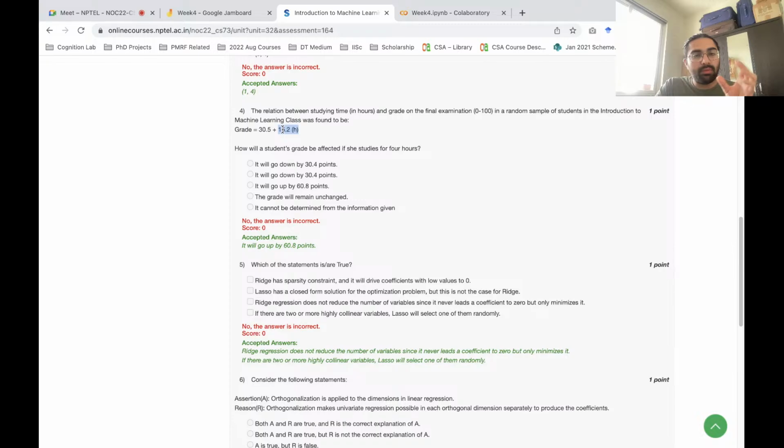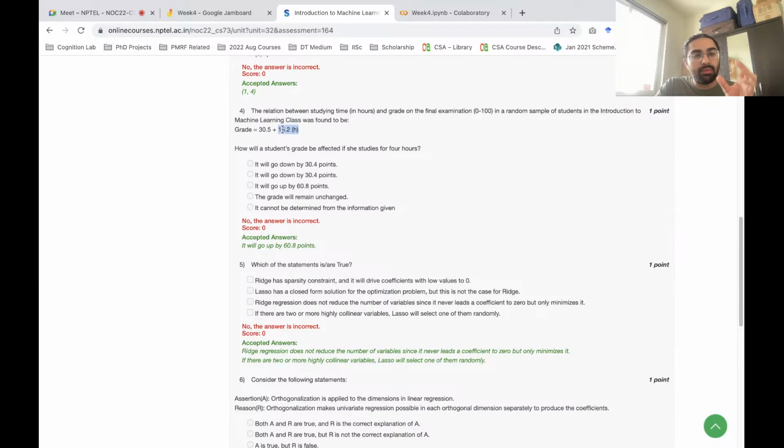Much of it is covered in the shrinkage methods, I think. Ridge has no sparsity constraint and lasso has a sparsity constraint. And lasso will choose among them randomly if they're collinear variables. Orthogonalization is also covered clearly here. Basically, it will make sure that you can get each of these coefficients in a univariate regression method.